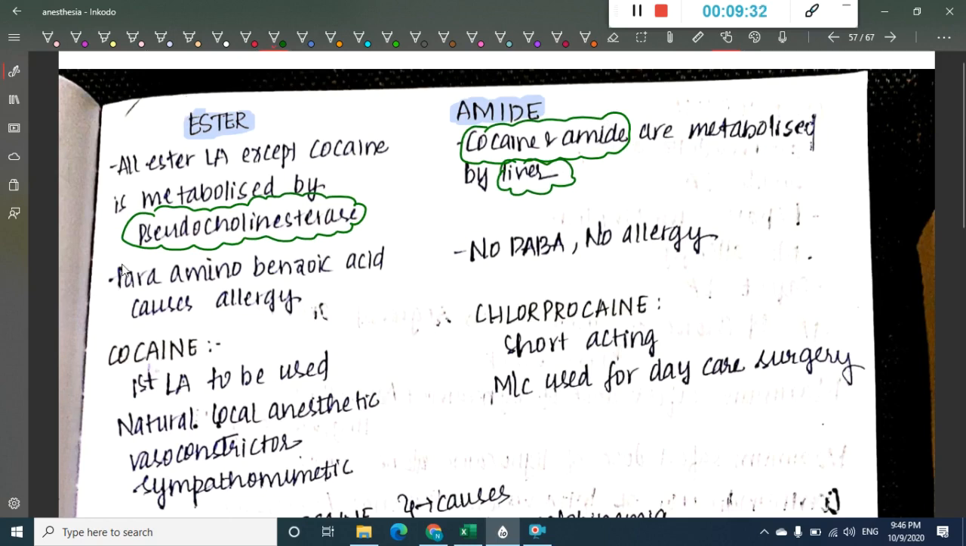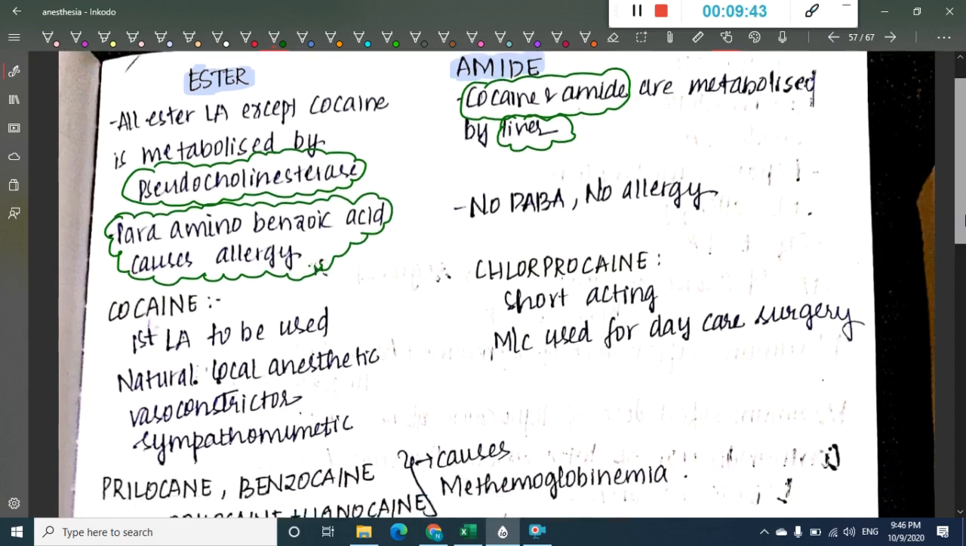And in esters we have a type of allergy. In the esters we have para-amino-benzoic acid, and this para-amino-benzoic acid causes allergy in the esters.